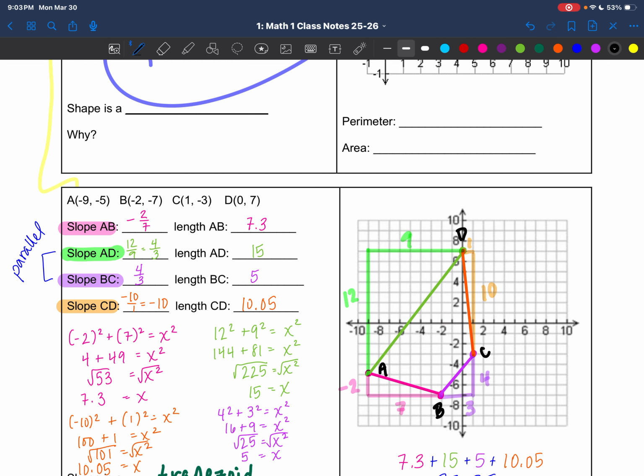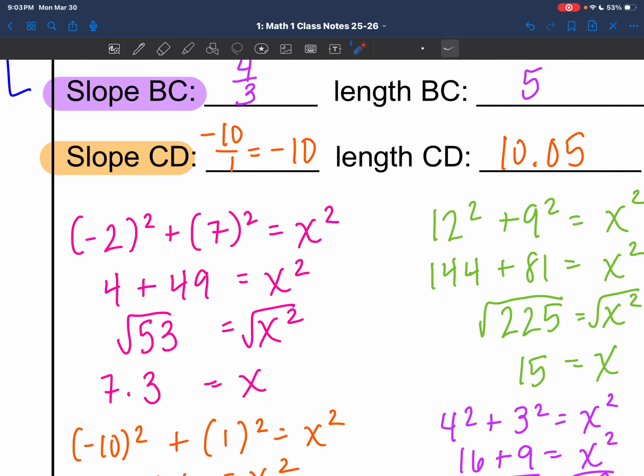All right, so now that you've got your points, we need to find the slope of AB. So from here, I'm going to go down 7, to the right 2. So I know my slope is -7/2, and to find the length, I'm going to go -2 squared plus 7 squared, and that's going to equal x squared. Once you do that, -2 squared is +4, 7 squared is 49, and bring this down. Add those together, you're going to get 53 equals x squared.